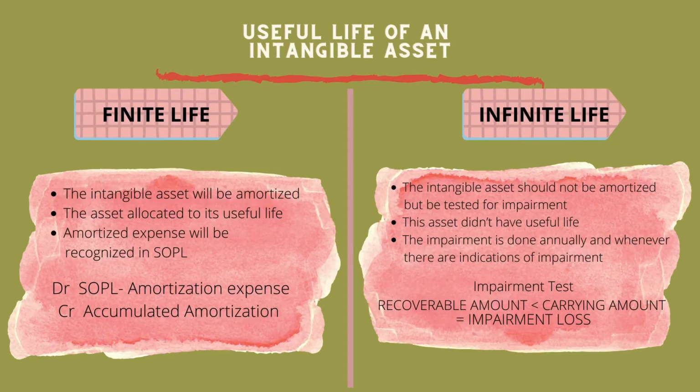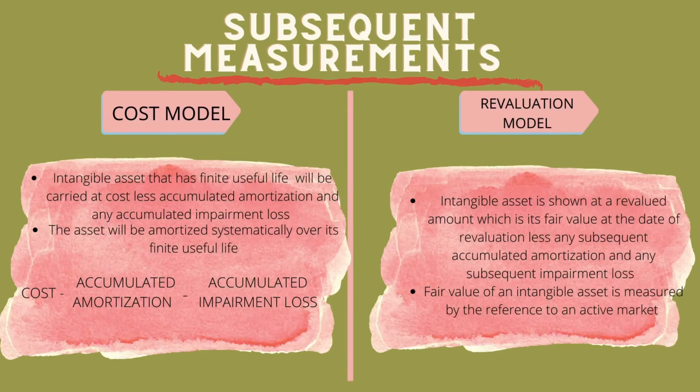The impairment can be detected when the recoverable amount of an intangible asset is less than the carrying amount, so it will then create an impairment loss. For subsequent measurement, they are divided into two, which are cost model and revaluation model. For cost model, an intangible asset that has finite useful life will be carried at cost, less accumulated amortization and any accumulated impairment loss. The asset will be amortized systematically over its finite useful life.